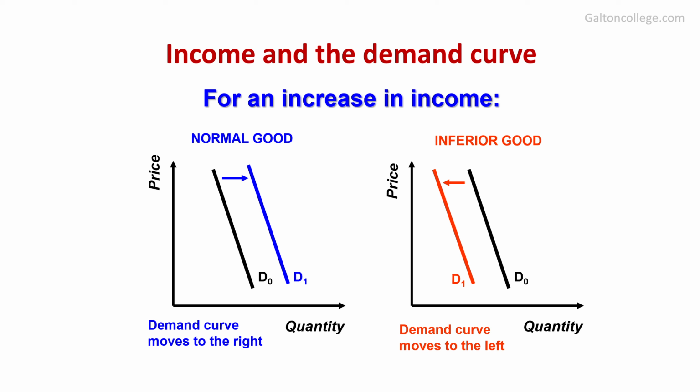In terms of diagrams, for a normal good, when income increases, the demand curve will shift outwards. For an inferior good, when income increases, the demand moves inwards. That's an inferior one. Income increases, demand moves inwards. Normal good, income increases, demand moves out.